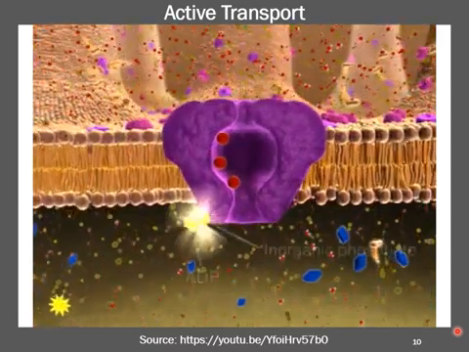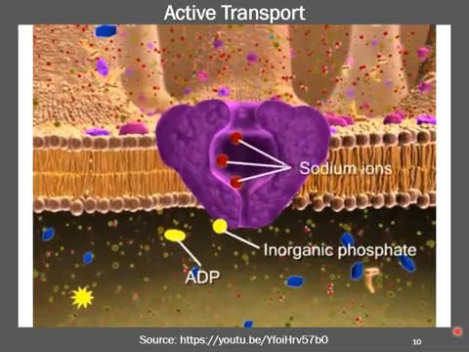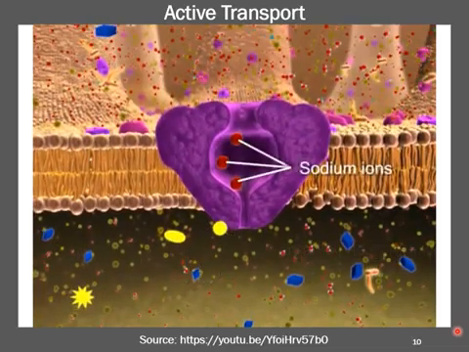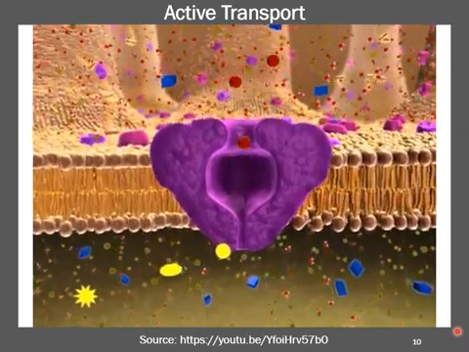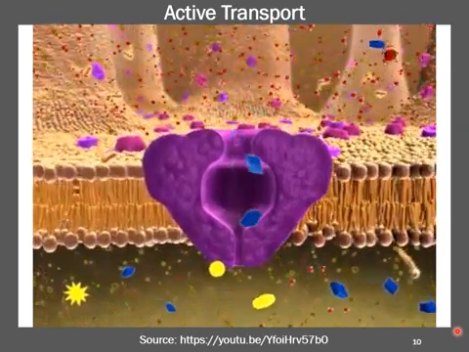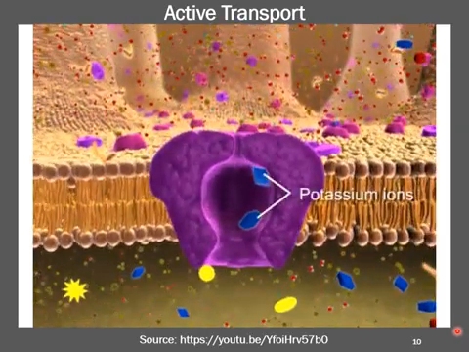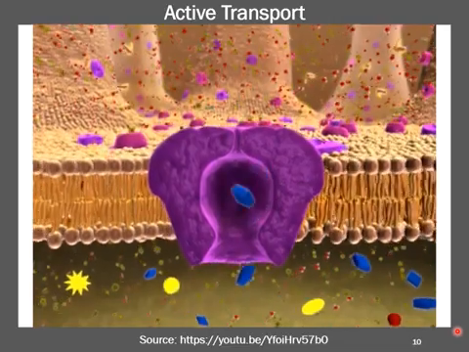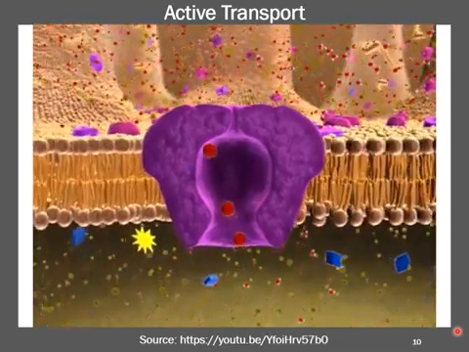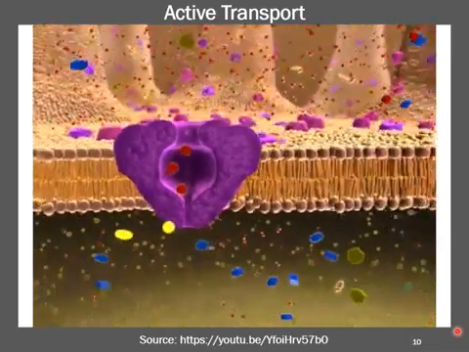Energy from ATP is used to move 3 sodium ions, shown in red, out of the cell and 2 potassium ions, shown in blue, into the cell. Because the pump uses ATP directly, this type of transport is called primary active transport.